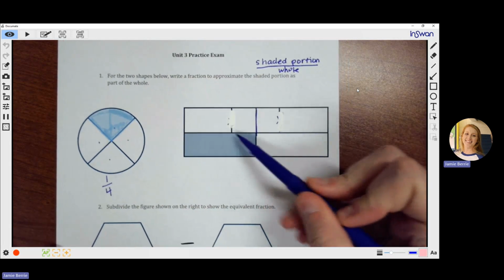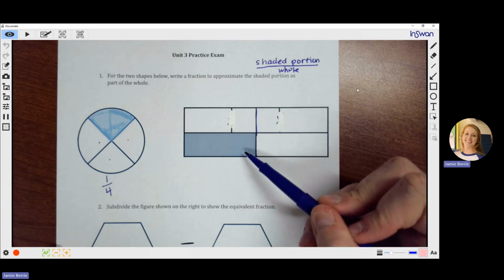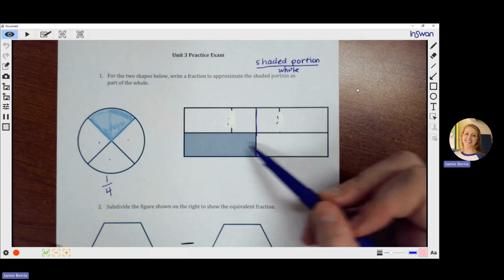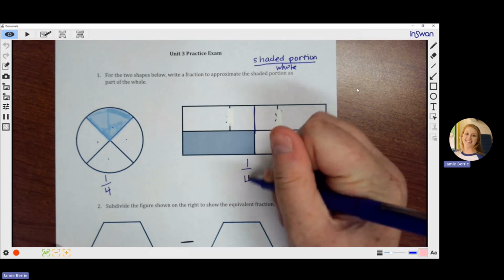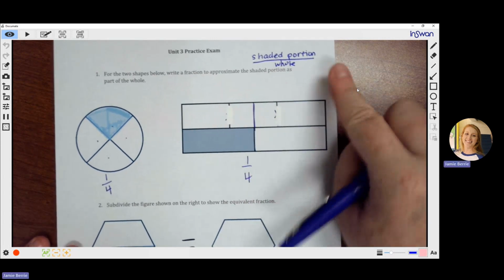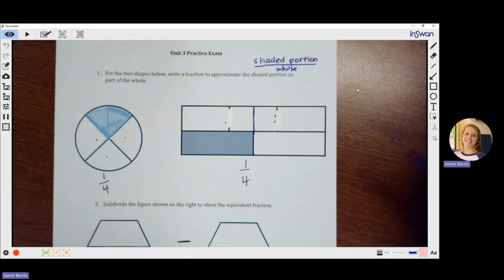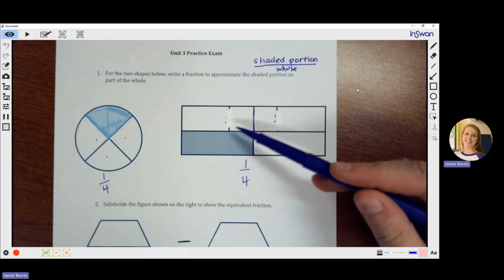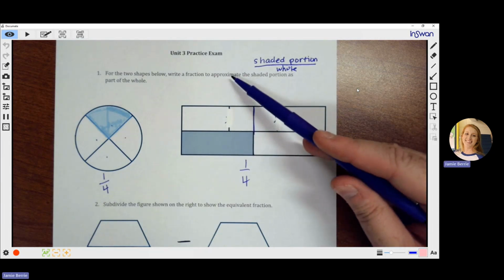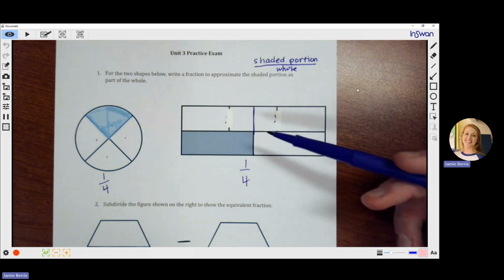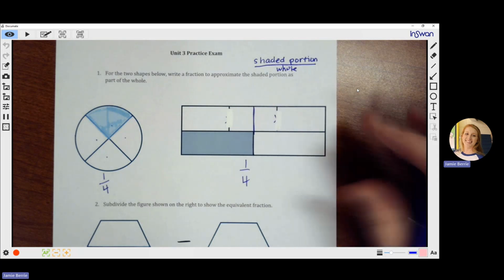If I'm looking at the shaded portion relative to the whole thing, I can see that 1 out of 4 boxes has been shaded. So if the units aren't the same, then you want to make sure to force those into the same size. And again, it just says approximate. It doesn't have to be perfect. We're just coming up with some approximation of the shaded area.